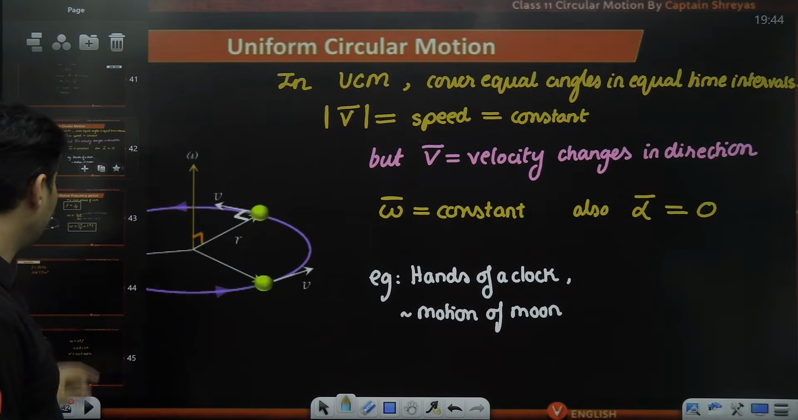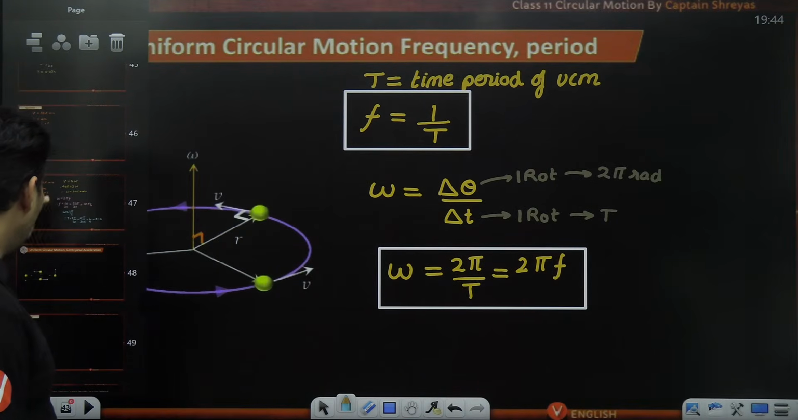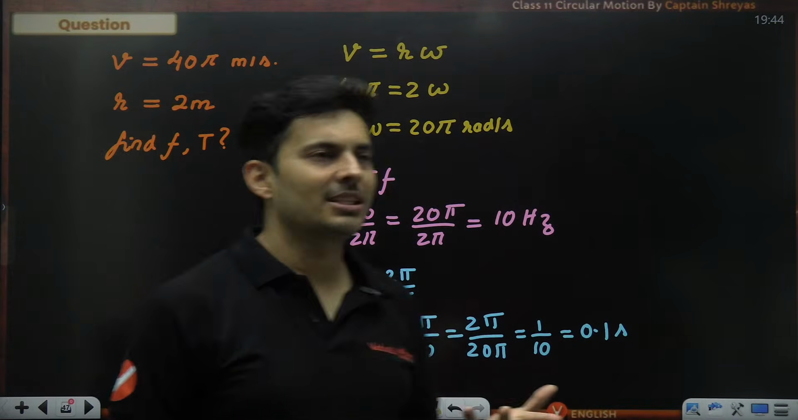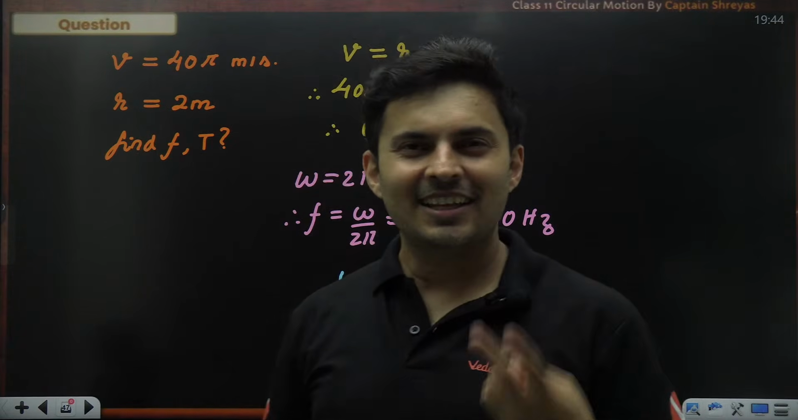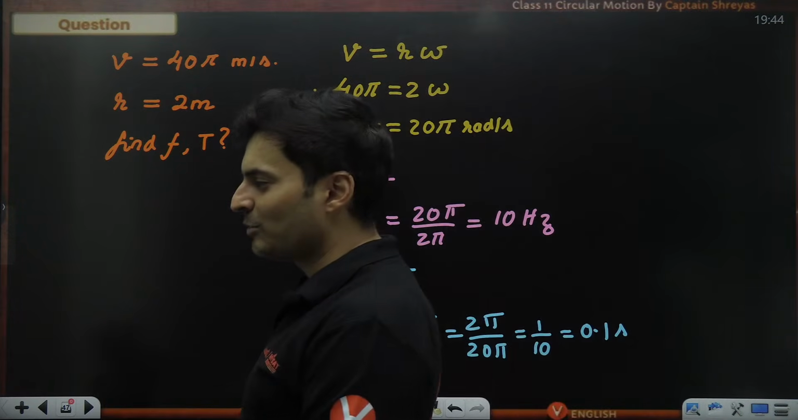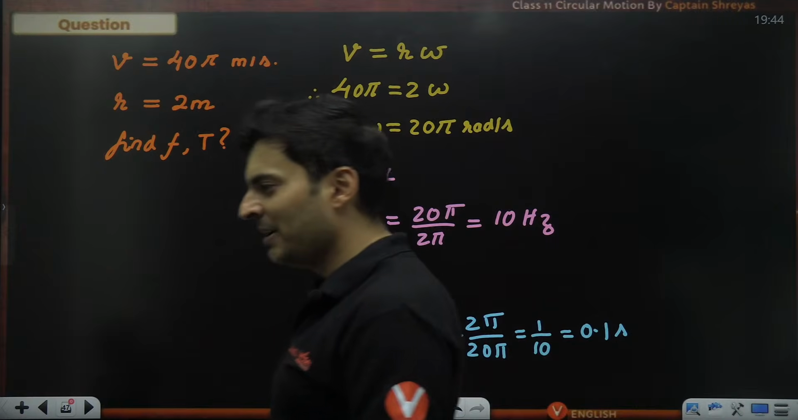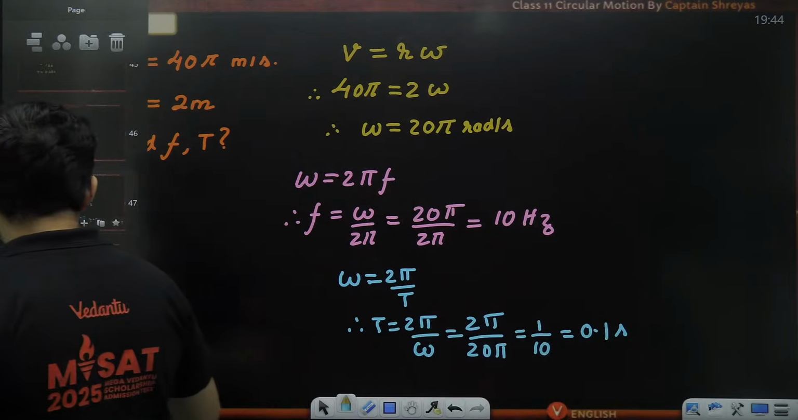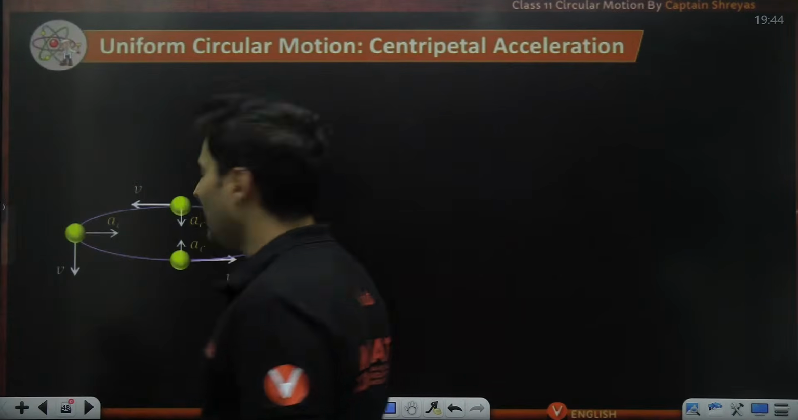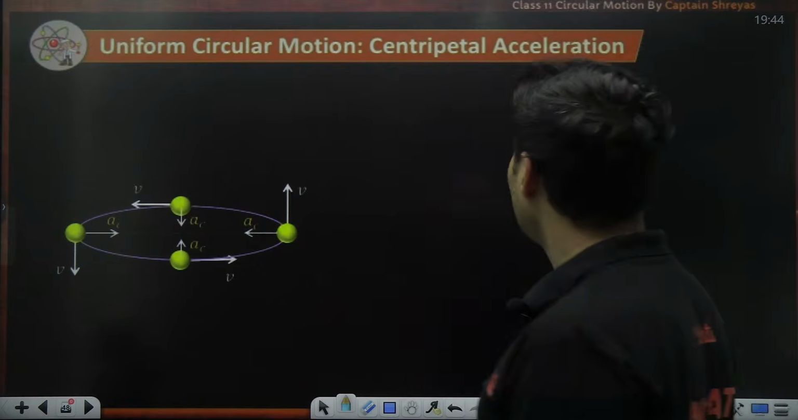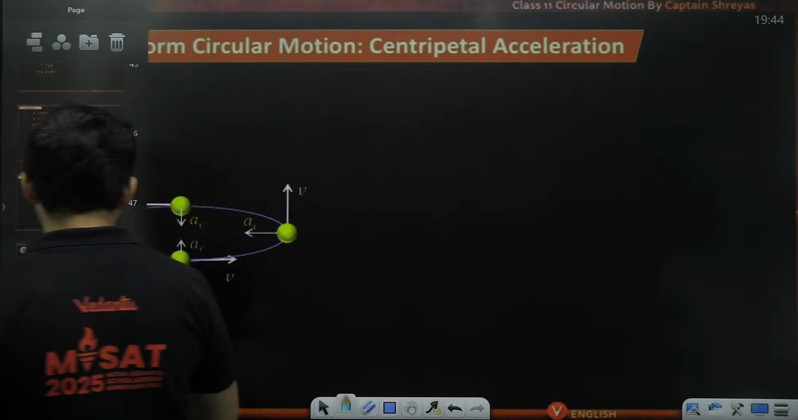Uniform circular motion. Okay. Now let's come to the main critical part, which is the acceleration in a circular motion. And there are two kinds of acceleration which you have in a circular motion, and that is what we are going to talk about. Okay, let's go about it. Starting off with the first one, which is called centripetal acceleration.